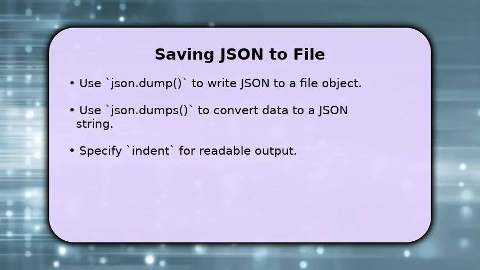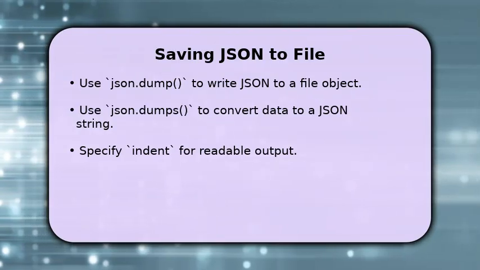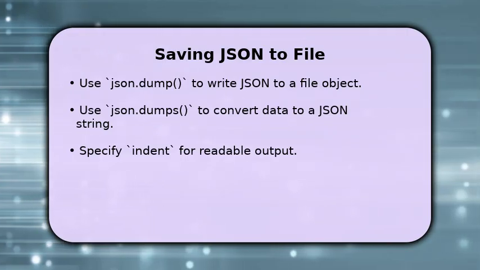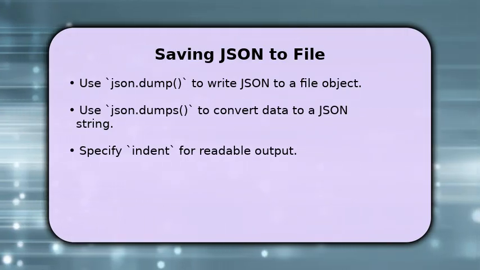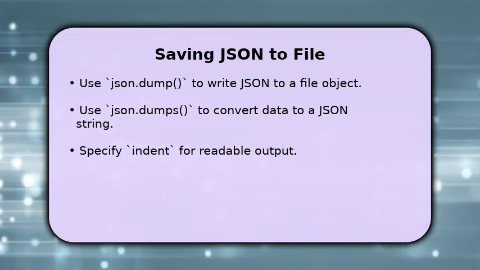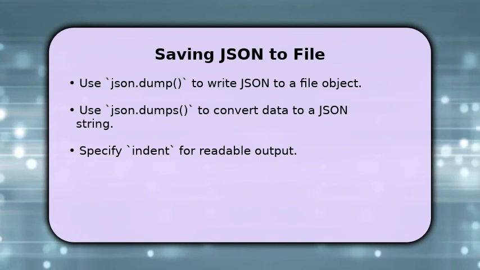After making your changes, you can save your Python data back into a JSON file. Use json.dump with a file object to write the data. If you need a JSON string instead, json.dumps will convert it. For better readability, especially with complex data, consider using the indent parameter, perhaps set to 4 spaces.